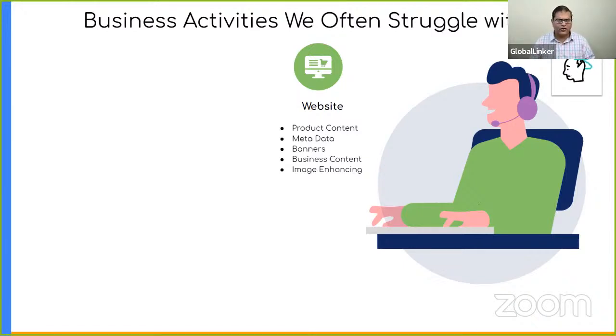Business content, for example, you have to write a page, you have to write an about us page. That is also an area where I've seen people struggle. And lastly, enhancing images. This is also an area where I have seen that people have images, but they are low resolution images. And when it comes to adding the information on their website, on the internet, they don't have those high resolution images. So how do you go about it? How can you enhance the images using an AI tool?